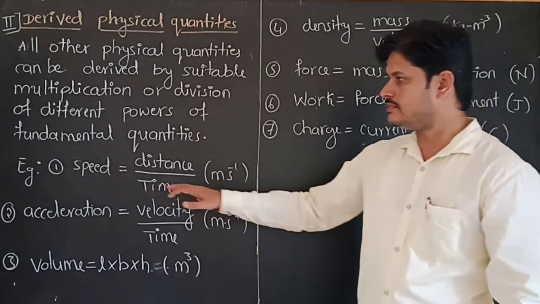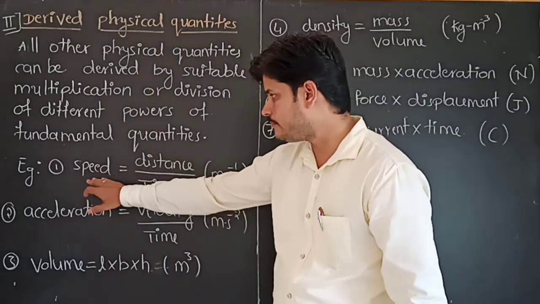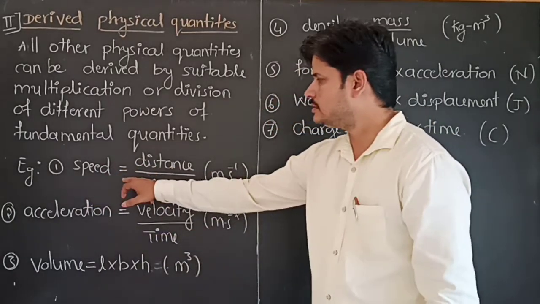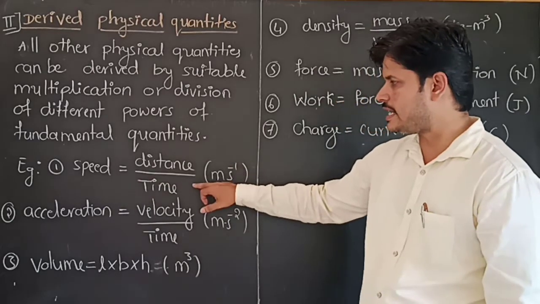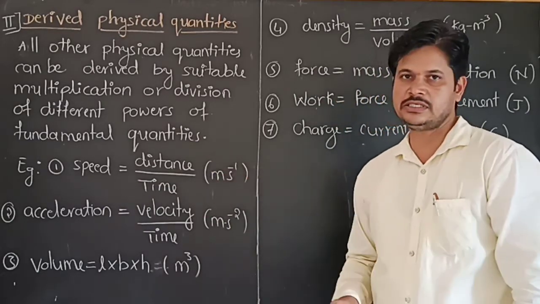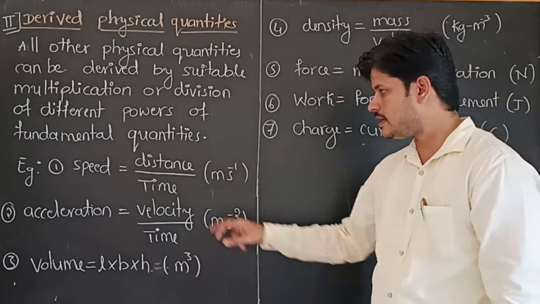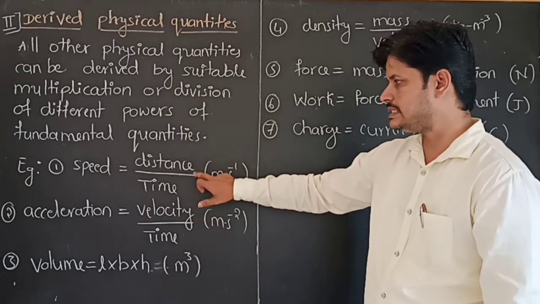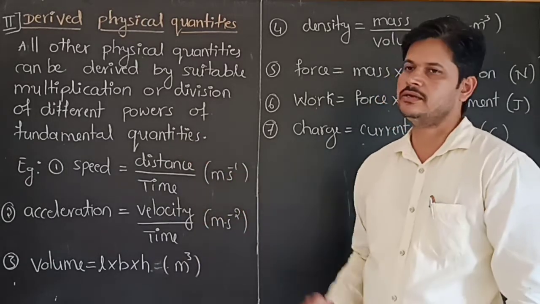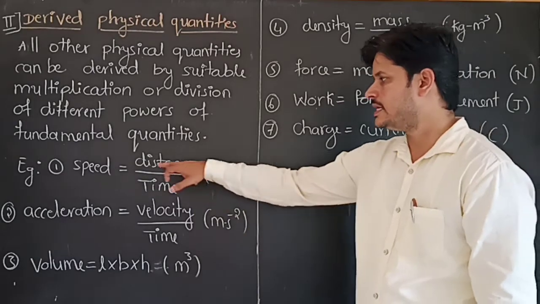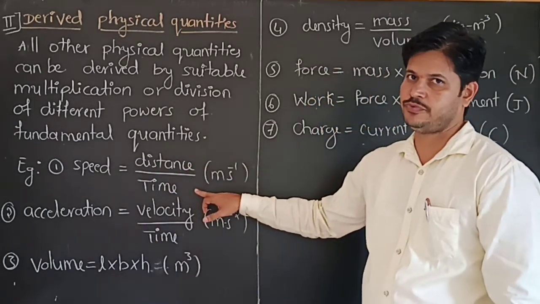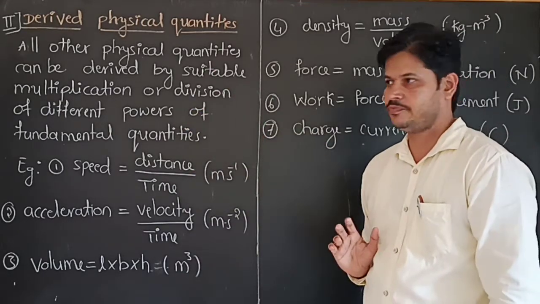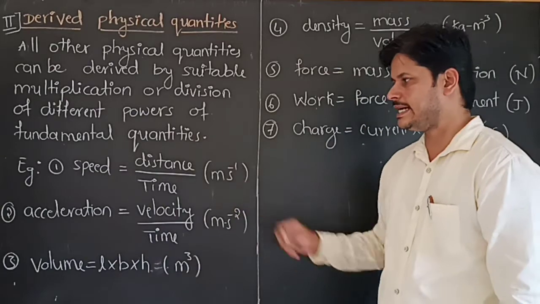Similarly, look at the second example of a derived physical quantity: speed. It is the ratio of distance divided by time taken. Distance is nothing but length, a fundamental quantity. Time is also a fundamental quantity. If we take the ratio of distance divided by time, we get speed. Similarly, velocity is displacement divided by time. Right? The unit is also meter per second only.